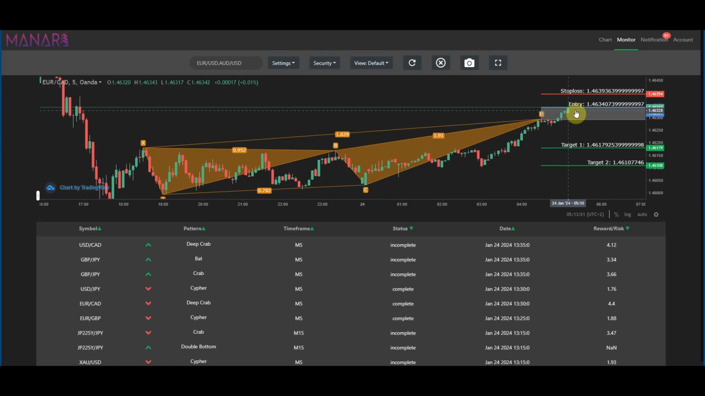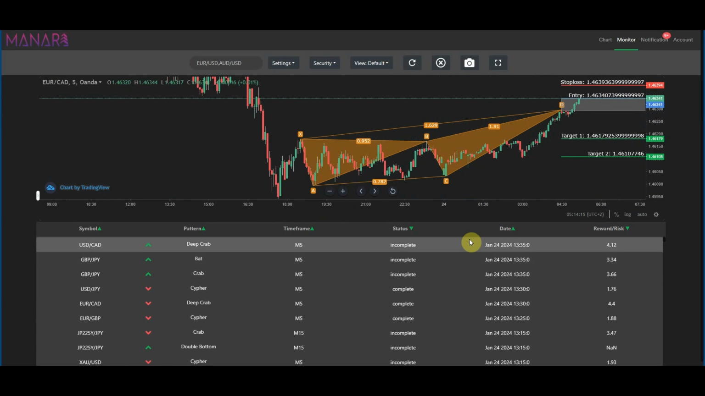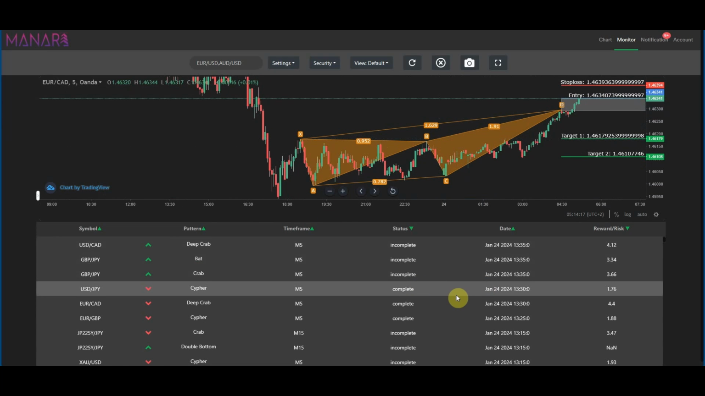We can see here that we've touched the entry. I've been talking for long enough now that the entry has been touched, and we're expecting the market to fall down to target 1 and 2, but if it does come up to this stop loss point here, it would be a failed pattern. We'll come back to that a little later in the video, and I'm just going to go through some more of what the Manara tool can do for you, particularly from an educational standpoint, understanding the markets, building up experience on what actually happens with these patterns.